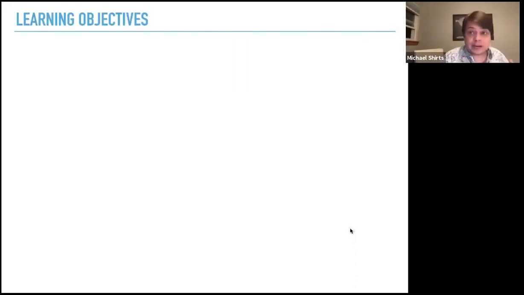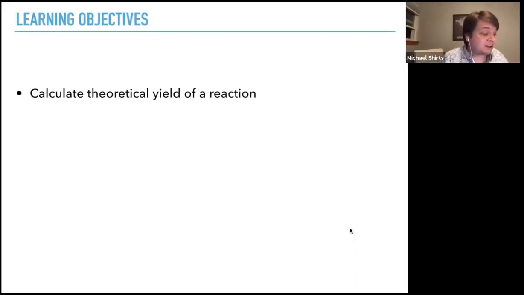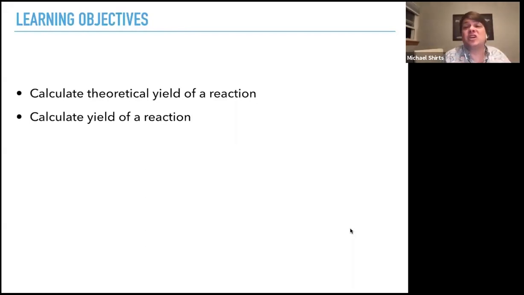So the learning objectives for this segment will be to calculate the theoretical yield of a reaction and to calculate the yield of the reaction. So the theoretical yield is just the total amount you could get out, given the circumstances for the reaction. If you're given one component and it reacts completely, how much will you get? That is the total possible yield you can get.